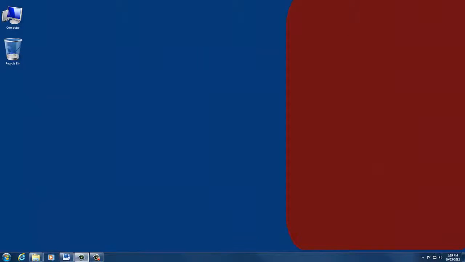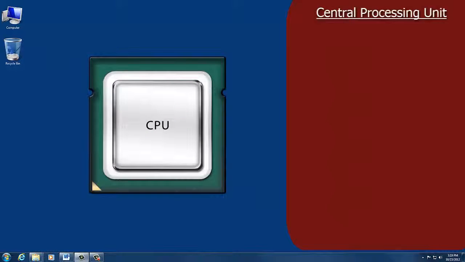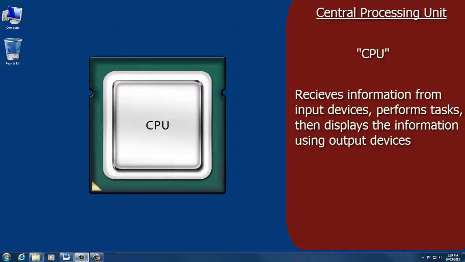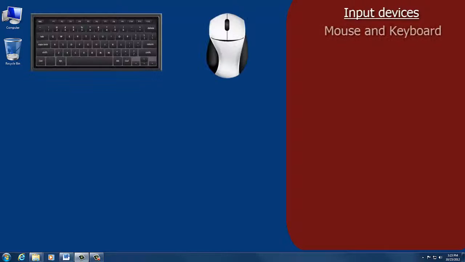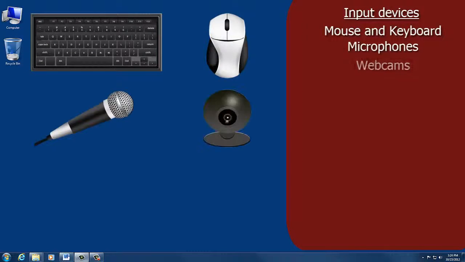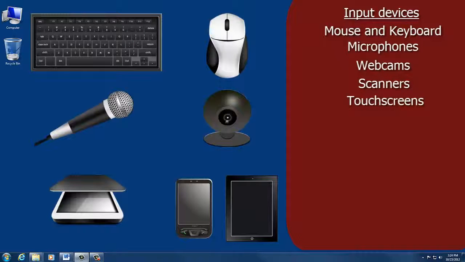Computers process information using a special piece of hardware called the Central Processing Unit, or CPU. This takes information from input devices and performs tasks, then displays the outcome of those tasks using output devices. You've probably used input devices like the mouse and keyboard before. Other input devices include microphones, webcams, scanners, and touchscreens.